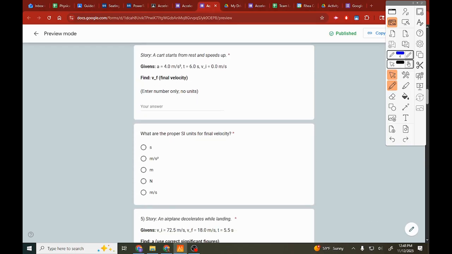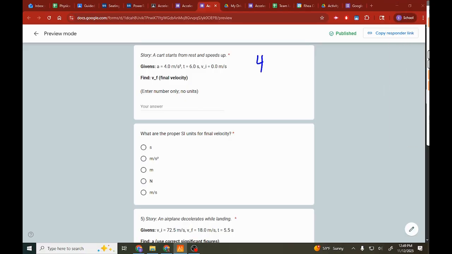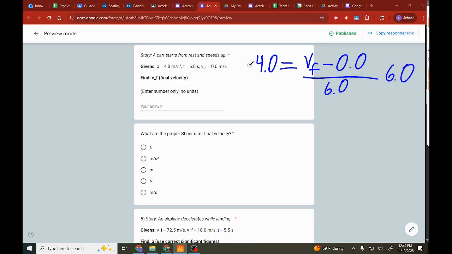Next up, a cart starts from rest and speeds up. We're looking for the final velocity. Again, we don't need to do anything fancy. We can just plug in what we've got into that equation we've been using. Acceleration is given, 4.0. Final velocity, we don't know, so I'll just leave that as a variable. The initial velocity, we do know, 0.0. And the time, we also know, 6.0. Now to get VF by itself, it's currently being divided by 6, so we'll just multiply both sides by 6.